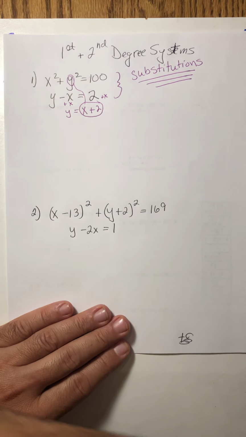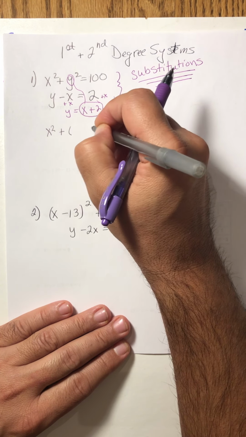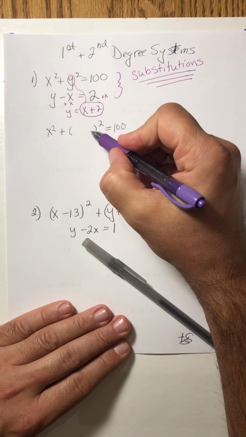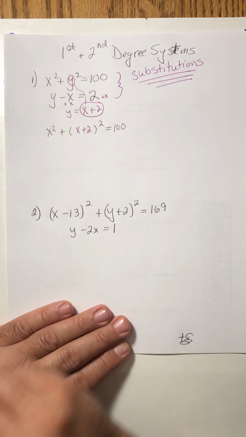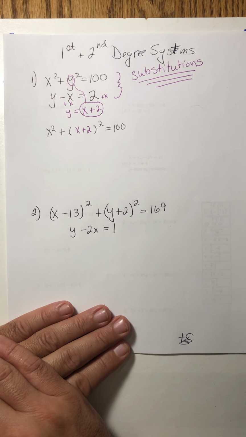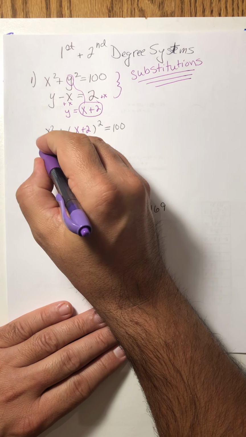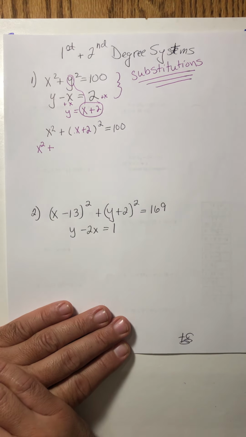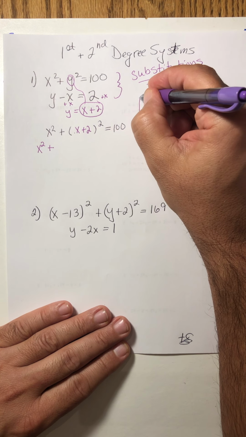So we write x squared plus big giant parentheses squared equals 100. What goes inside the parentheses? That's right, it's your x plus 2. Okay, now it's just a matter of us multiplying things out. We don't do anything with this, so I'm just going to bring it down. Plus x plus 2 quantity squared. You need to multiply that out for yourself. Do it on the side, whatever you have to do to multiply it out.